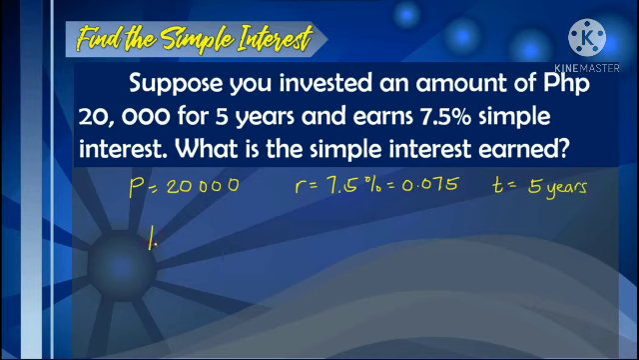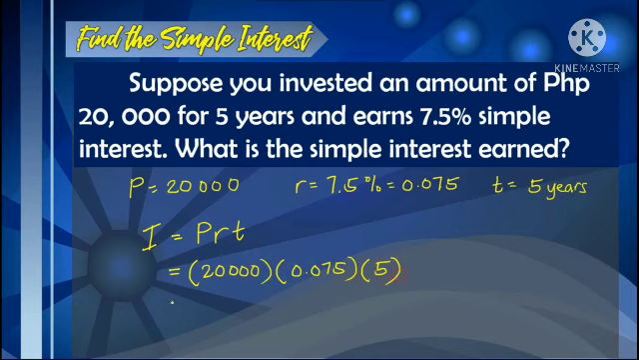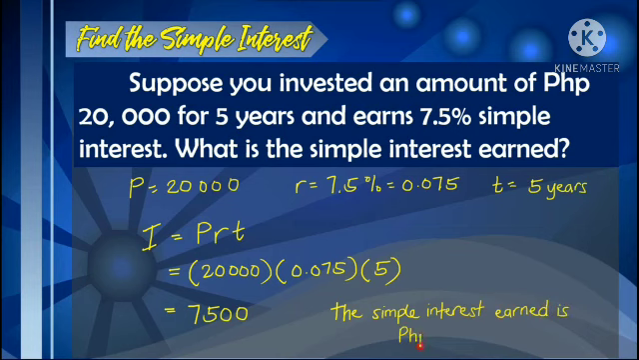So to find the simple interest value, we need to follow the formula I is equal to P times R times T. So all we need to do is to multiply all of these values. So we have 20,000 times 0.075 times 5 years. And this gives us the value of 7,500. So what is the meaning of this? The simple interest that we earn is 7,500 pesos.